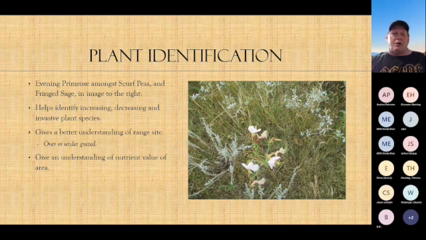So in this image here, I took it. Plant identification also helps us identify increasing or decreasing or invasive plant species. Because I could just do a clipping and throw the weight out there and say, okay, go at it and have fun. Well, some of those plants, like this pretty flower here, this evening primrose, is on the decreasing side.